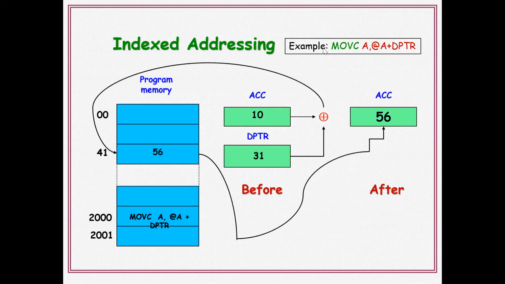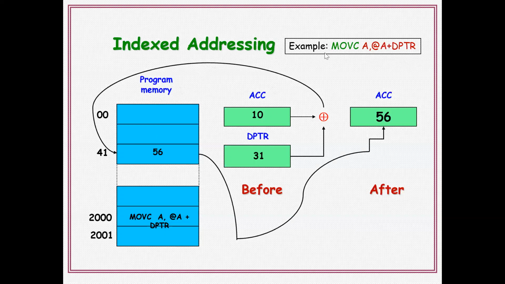For example, MOVC indicates a move from code memory: MOVC A, @A+DPTR. Assume that this instruction, MOVC A, @A+DPTR, is available in code memory at the 40th location.